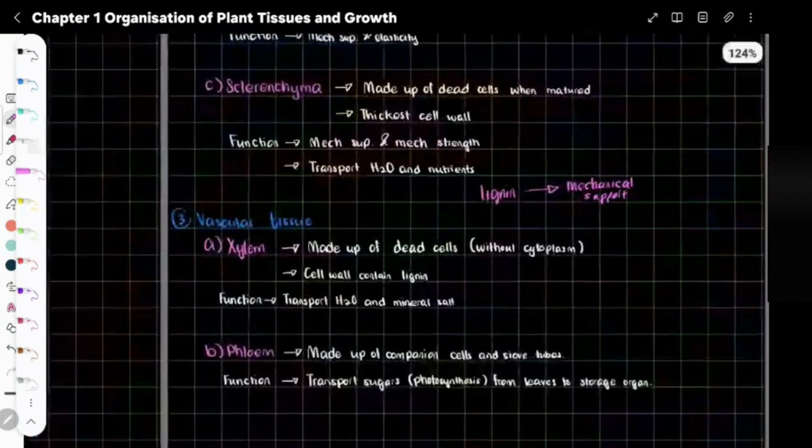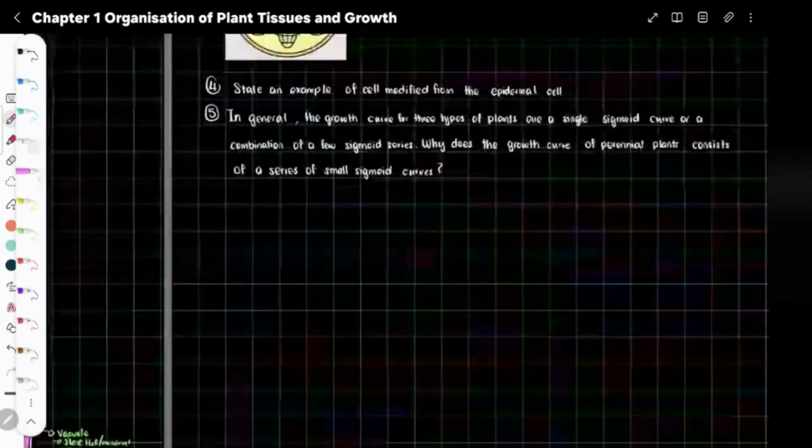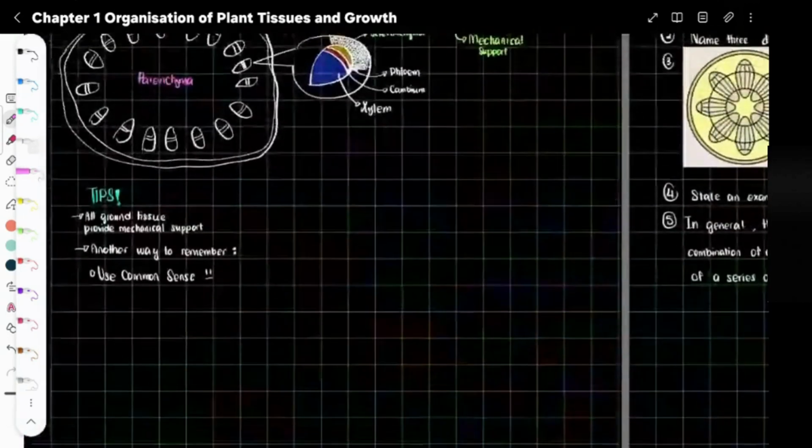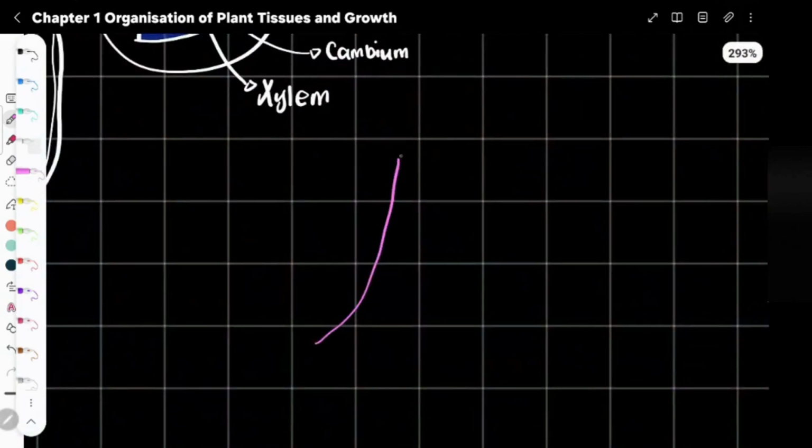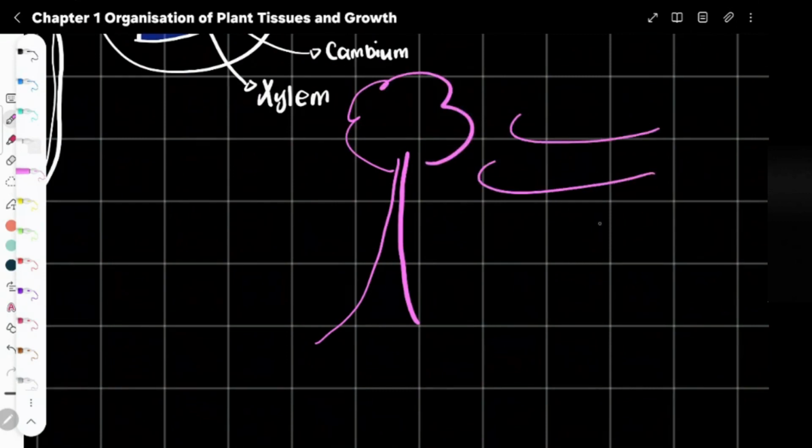Now, just now I said mechanical support. What's mechanical support? It's like this. If you have a very skinny tree and some wind blows it, the tree will tumble. Mechanical support makes it so the tree can withstand that. And when you have higher mechanical support, instead of the tree being like this, the tree will actually be like this. It's thicker.